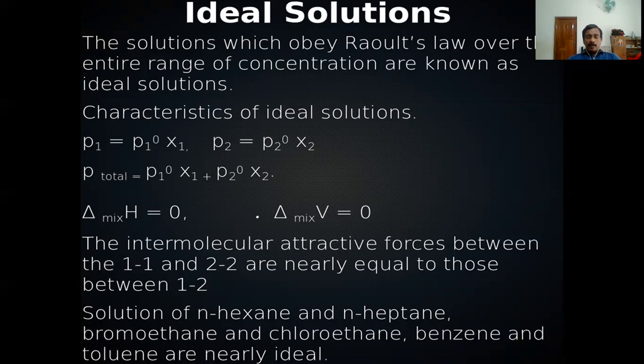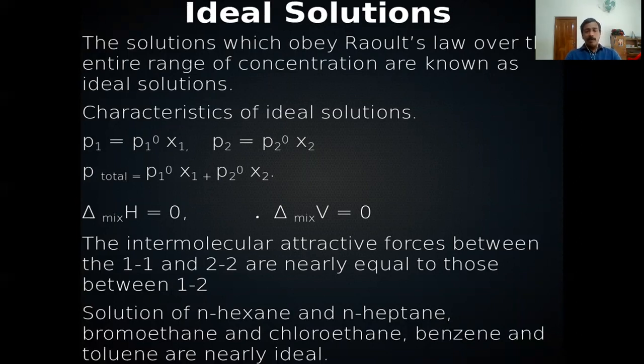When we mix two liquids, for example, 50 ml component A and 50 ml component B, what should be the total volume? It should be 100 ml. So is there any volume change? No, delta V mixing is equal to 0. Before mixing, total volume 100 ml. After mixing, total volume 100 ml. So initial volume minus final volume is equal to 0. Delta V mix is equal to 0.